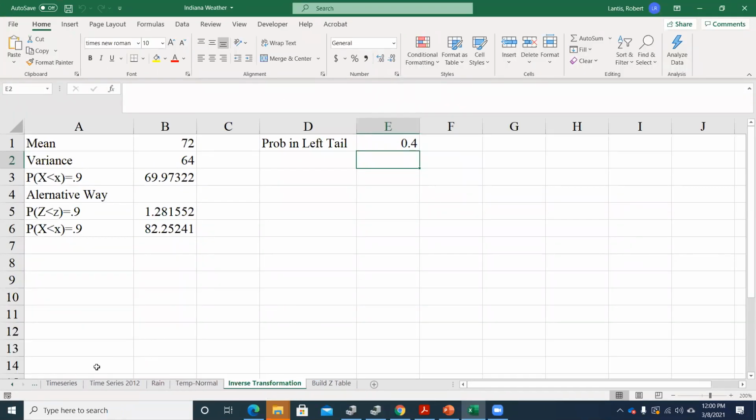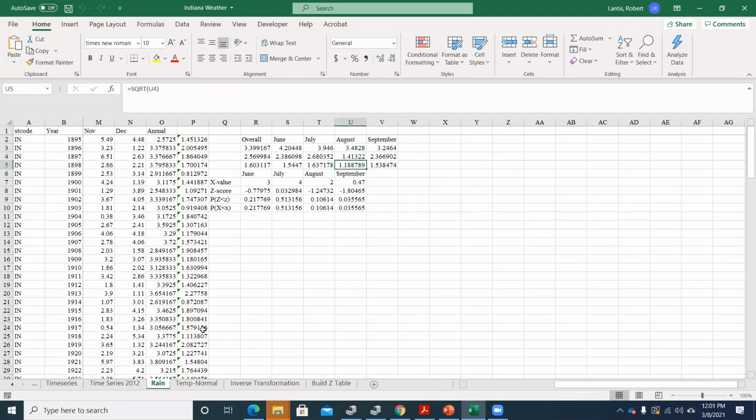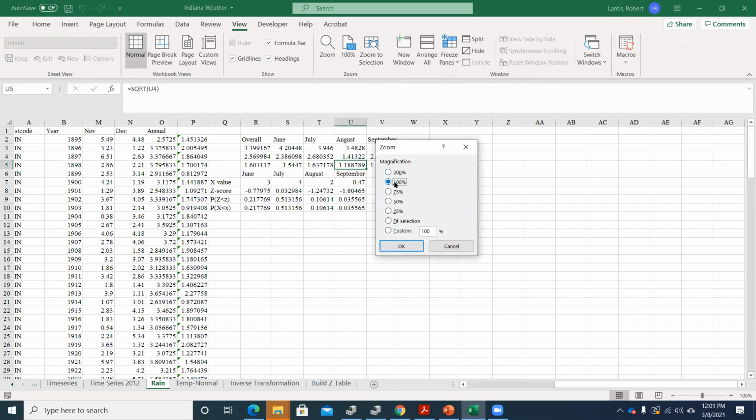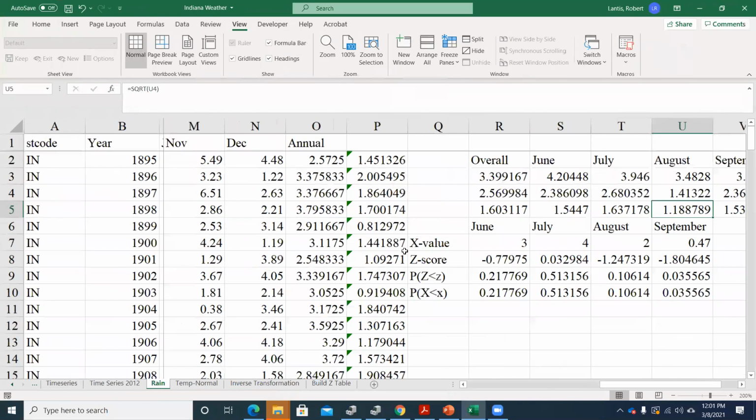So I think the first one that we're going to start on is just this one that says rain. We can do temperature. Let's do rain first. I think this one's a little bit easier to think about. So I'm going to zoom in on this so we can all see it a little bit better. Okay.